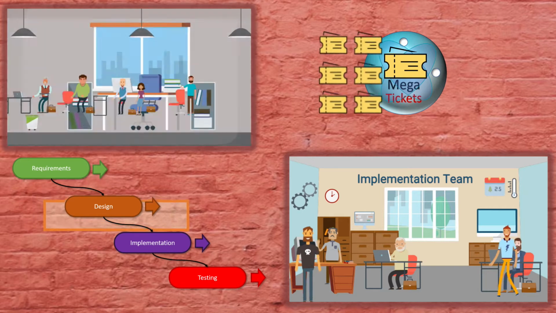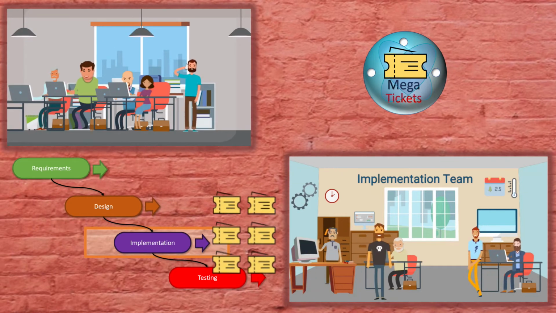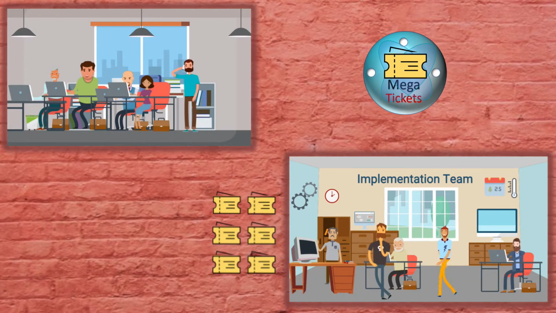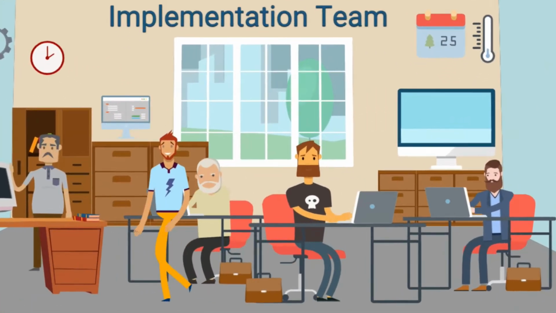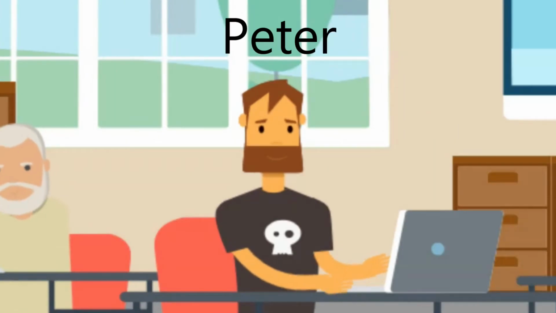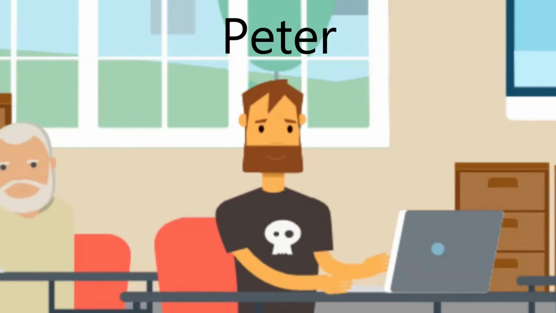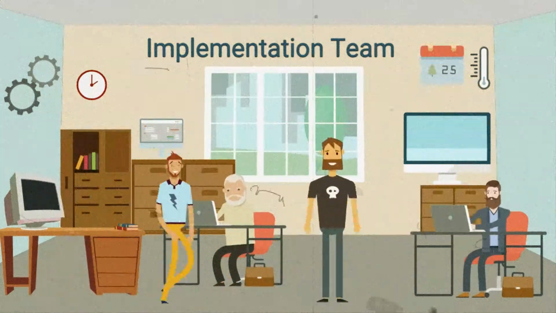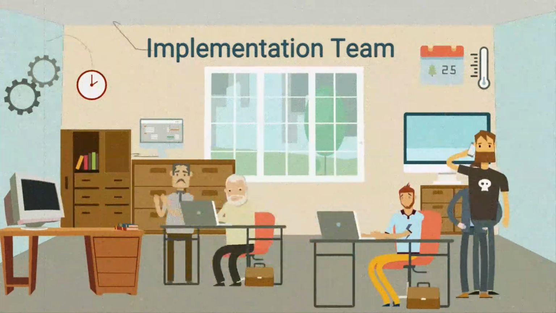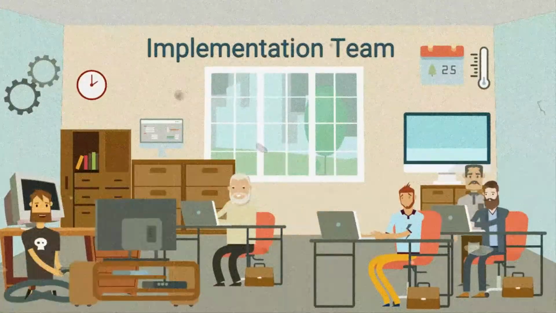Now we pass to the implementation team. They're already under pressure as the project is now late and must recover. But they have luck. They have Peter, one of their best developers. And if anyone can find a way to recover, it's Peter. Thanks to Peter, the team work at record speed and they were able to cover a lot of gaps.